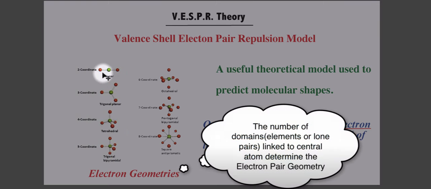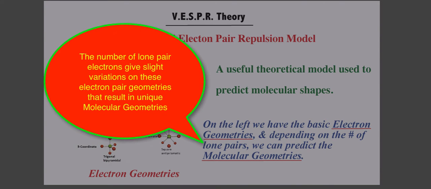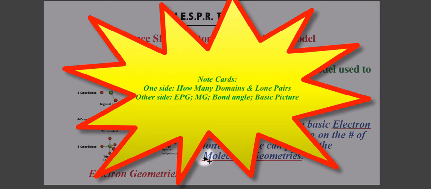Based on the number of coordinates or domains bonded to your central atom in green, we have what are called electron geometries. You will only really be responsible for up to 6 of them, I believe. So from the electron geometries, depending on the number of lone pairs, we can predict the molecular geometries. Okay, so the number of domains or coordinates in reddish orange, whatever you want to call that, will give you the electron geometry. And then when we start adding lone pairs, that will give you the molecular geometry. All right, so let's look at the difference.